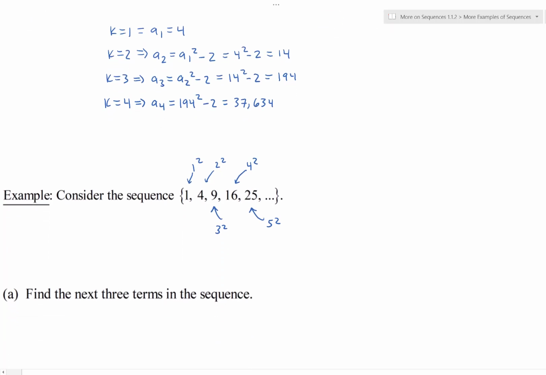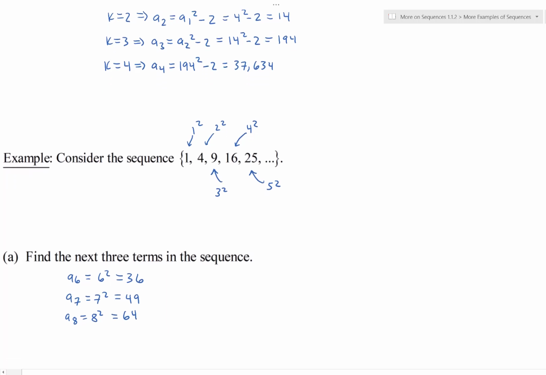That can easily allow us to find the next 3 terms in the sequence. So we went all the way to the 5th term there in the sequence that's given. So the next one would be a6, 6 squared, which is 36. Then after that, a7, 7 squared, which is 49. And then a8, 8 squared, which is 64.